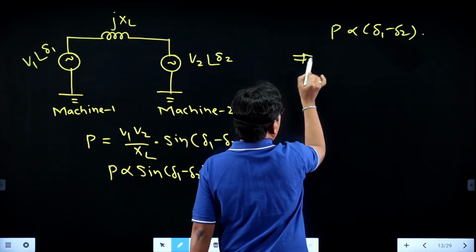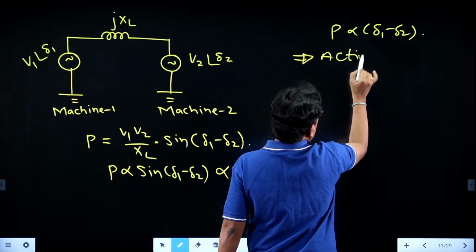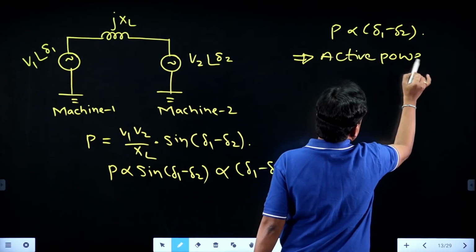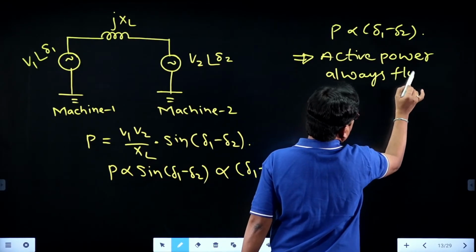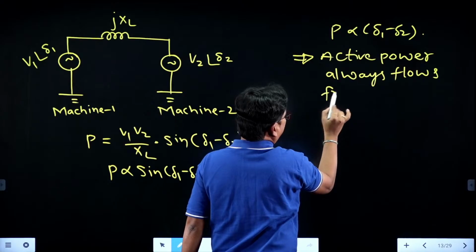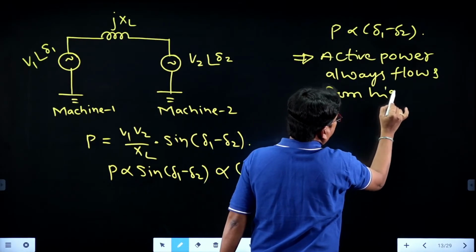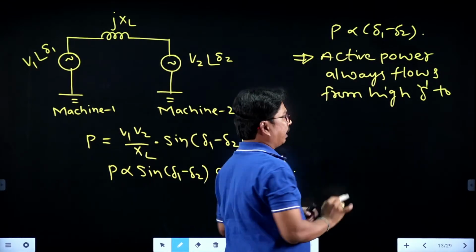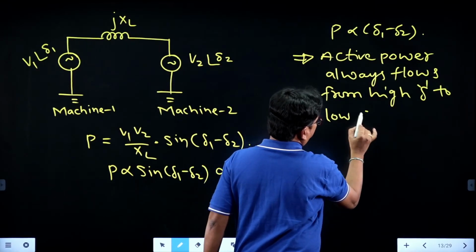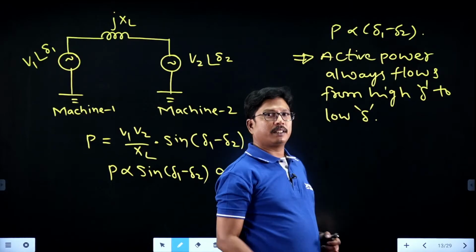Active power always flows from high delta, or high voltage phase angle, to low delta, or low voltage phase angle.